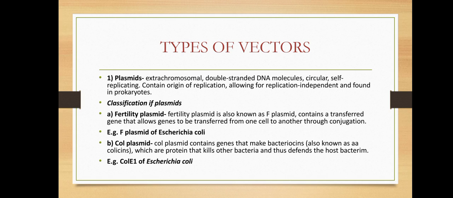B. Col plasmid. Col plasmids contain genes that make bacteriocins, also known as colicins, which are proteins that kill other bacteria and thus defend the host bacterium. Example: Escherichia coli.